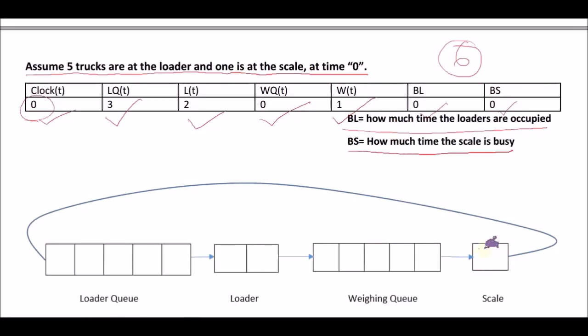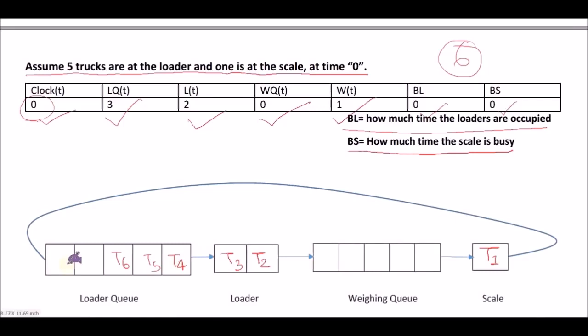So let's say truck 1 is here. So I'm just going to write truck 1. Then nothing in the weighing queue, 2 in the loader. So I'm going to write T2 and T3. Then there are 3 waiting in the loader queue. So I'm just going to assign T4, T5 and T6. Right? Now coming to the most important part.